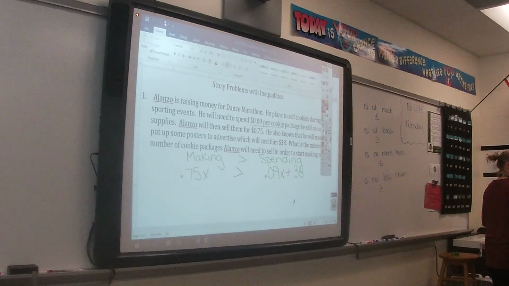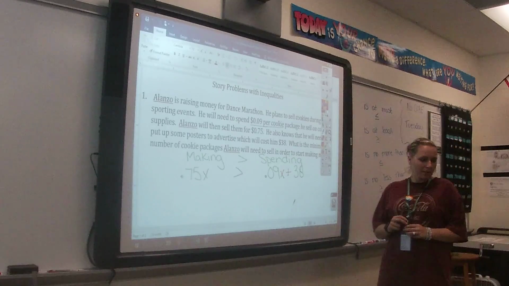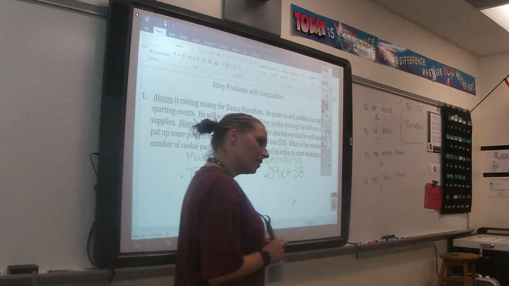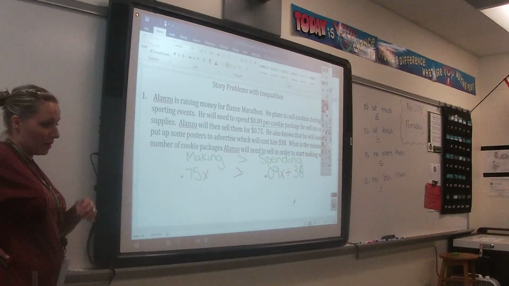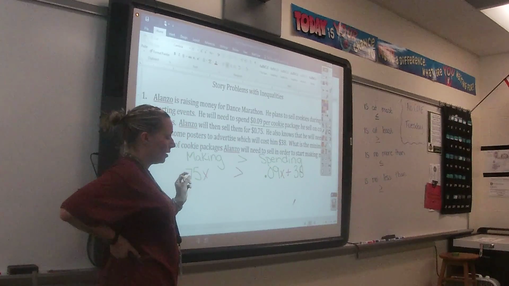Will we ever put anything other than addition? No, because it's the total. I mean, I can't. No, not really in a situation like this. Does it matter if you have like 0.09x plus 38 is less than 0.75?